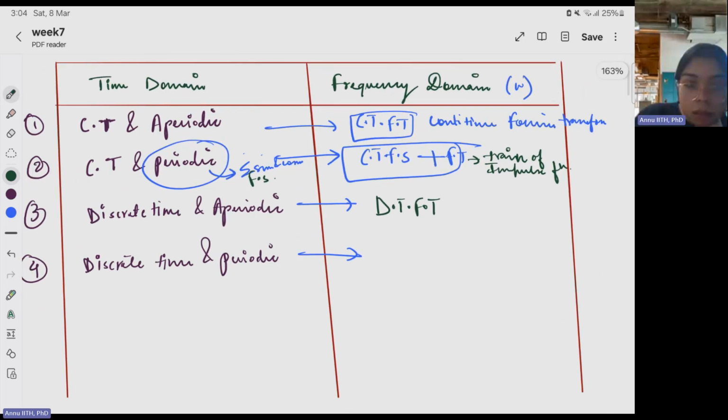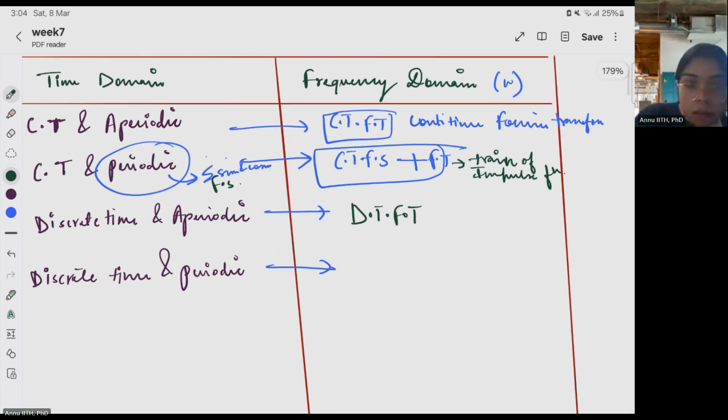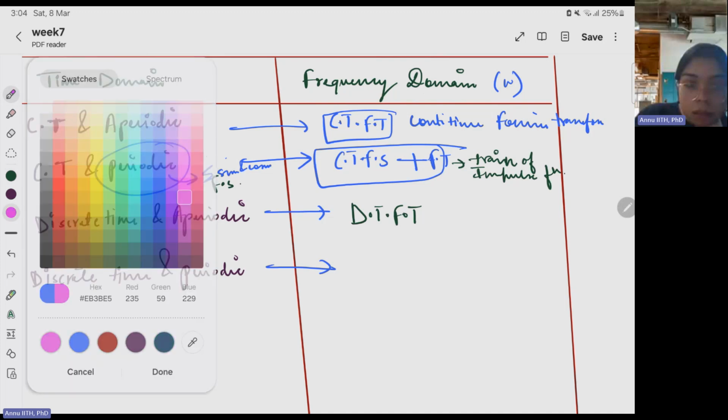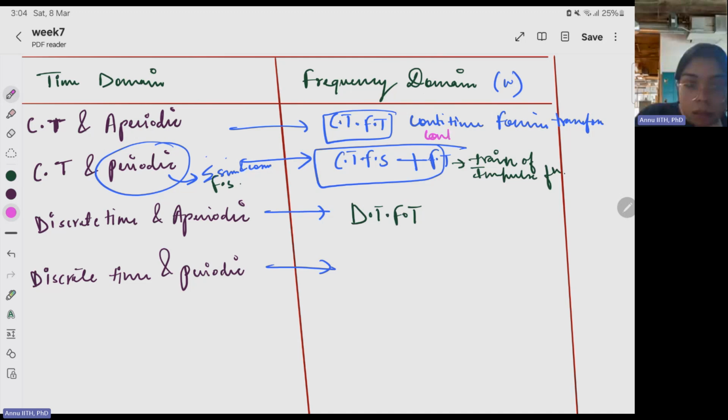Now, if you have CT with an aperiodic signal, what output will you get? Continuous time and an aperiodic signal. It is an aperiodic signal only. When we have CT and periodic, then you will get an aperiodic signal.